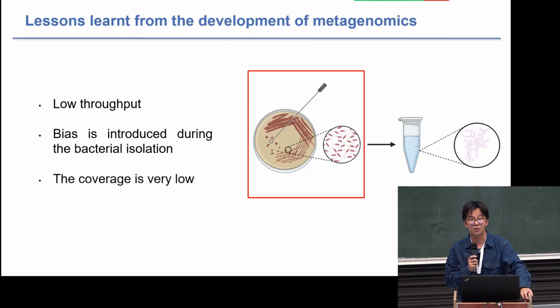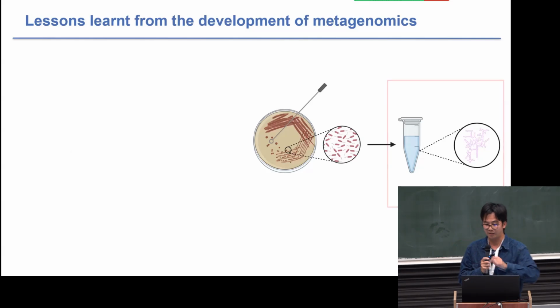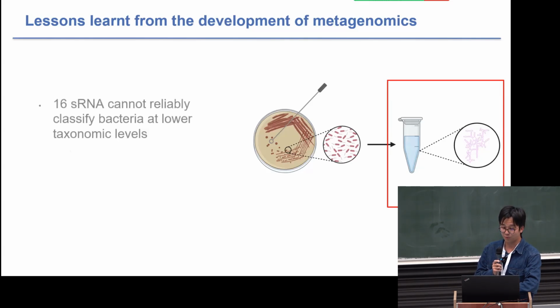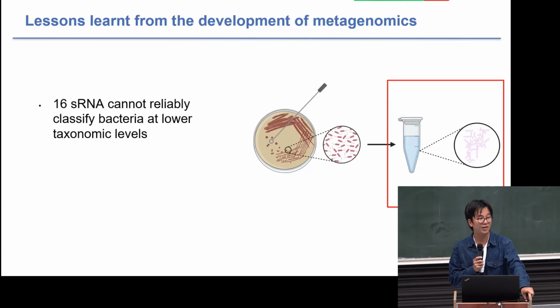And also the coverage is very low, because for most of the organisms in nature, you cannot really find the proper way to culture them in the lab. So you don't have enough information. For the second part of the experiment, which is to extract the 16S RNA and determine the composition of the microbiota, it's also not good enough, because first of all, 16S RNA cannot reliably classify bacteria at lower taxonomic levels.